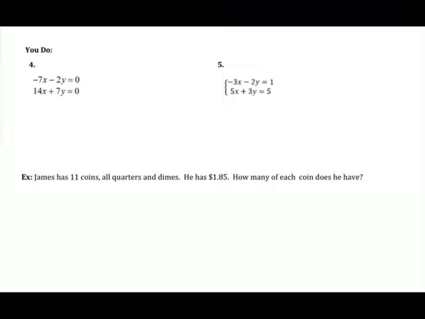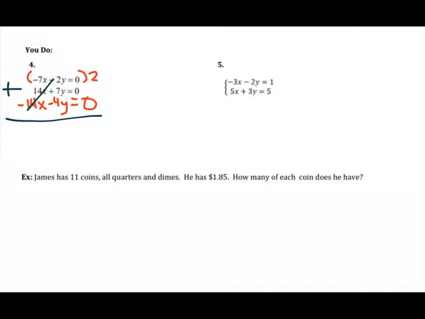All right, when I look at number 4, I think that to eliminate the x's, I could multiply the entire top equation by +2. So that would give me -14x minus 4y equals 2 times 0 is 0. And then now I'm going to add those equations together. So my x's are going to go away. I'm going to get 3y equals 0, which means that y is equal to 0.